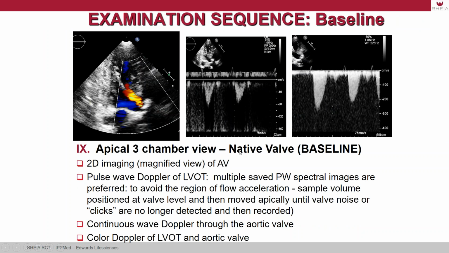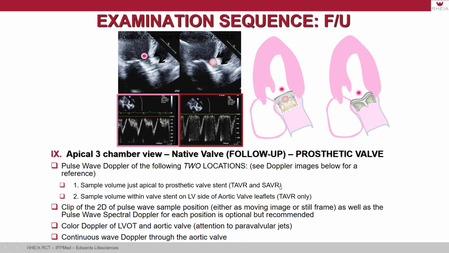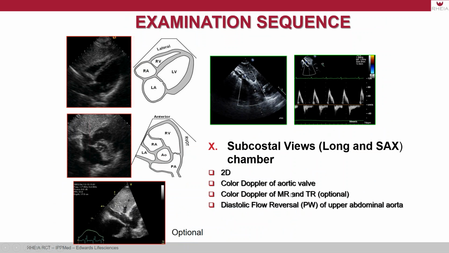So I will go fast here because it's the same as the apical 5-chamber, but we need several pulse wave Doppler acquisitions in the LVOT and several continuous wave Doppler through the valve. This is for the native valve, and now for the prosthetic valve, TAVR or SAVR, because it's a randomized trial. So comparing SAVR versus TAVR. And then we're almost at the end.